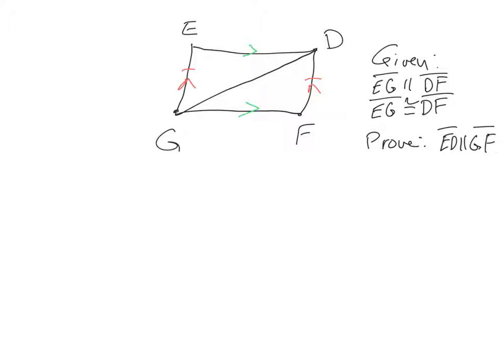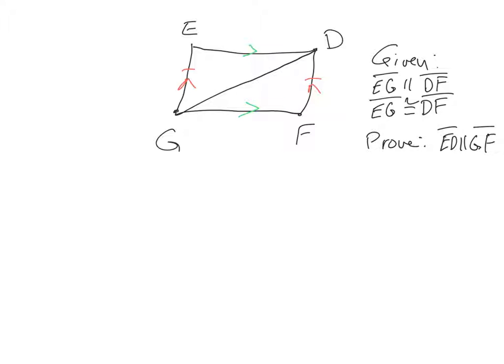Well, the parallel helps me, because if I consider DG a transversal, then I can say that angle EGD and angle FDG are congruent by alternate interior. So I've got, we'll call it angle G is congruent to angle D for the purposes of just shorthand, and that's alternate interior. So now I've got side EG, angle G, side DG. I've got these two triangles congruent now by side, angle, side, because it's the included angle that I have congruent.